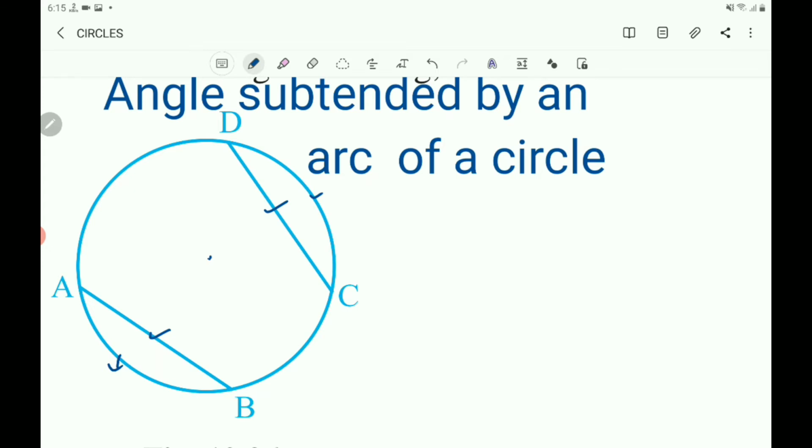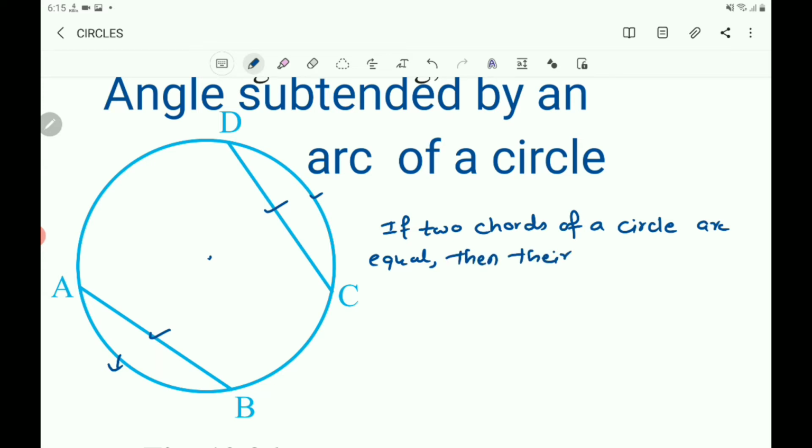If two chords of a circle are equal, then their corresponding arcs are congruent.